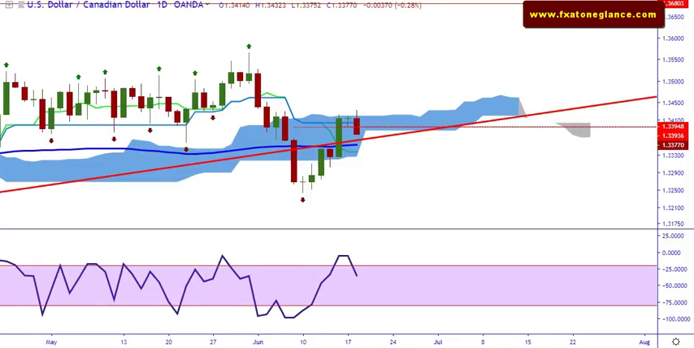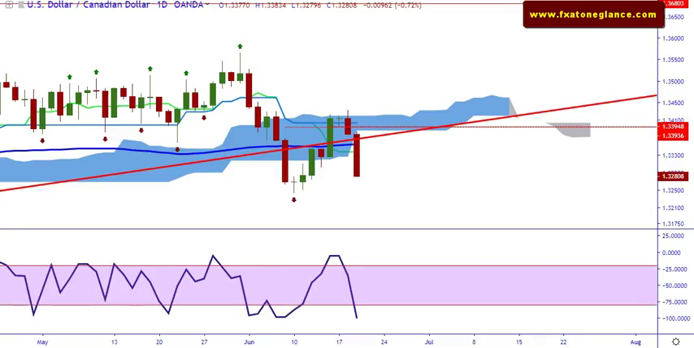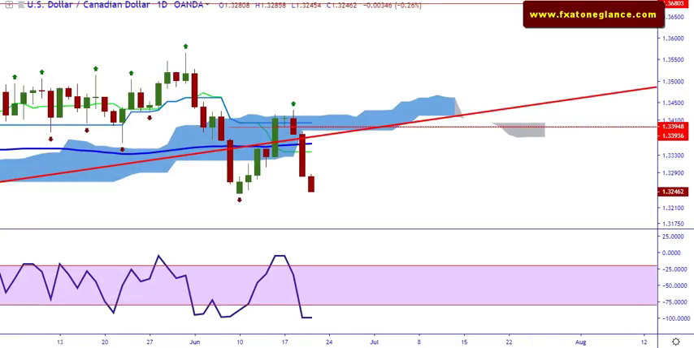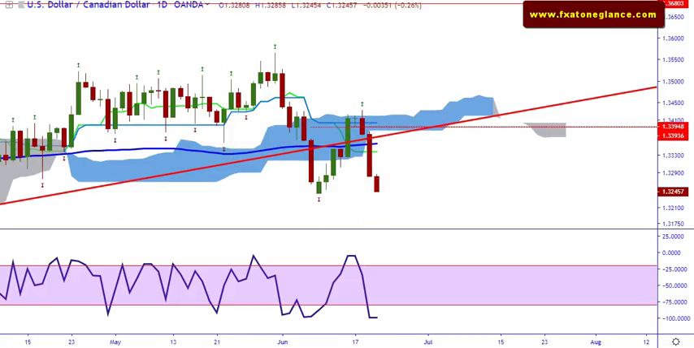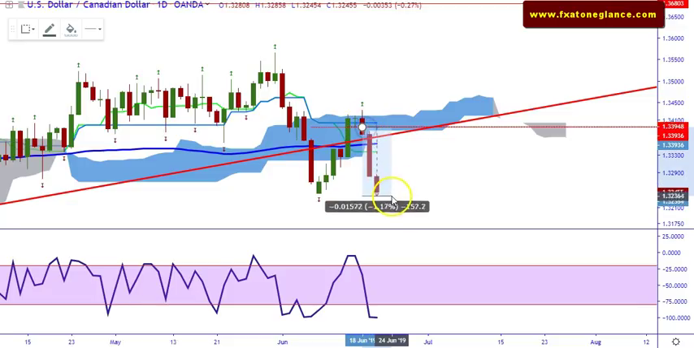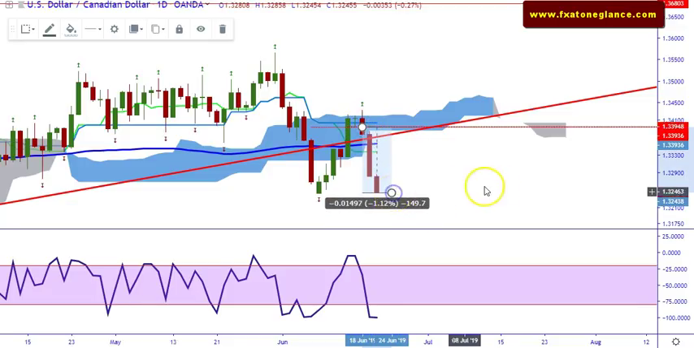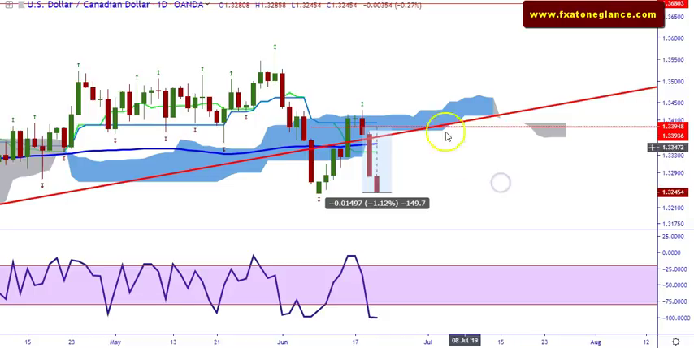The outcome: break, break, and then we were good. This is today. All right, so pretty good move there, based off of what we were looking at. That's a 149 pip move on that trade.